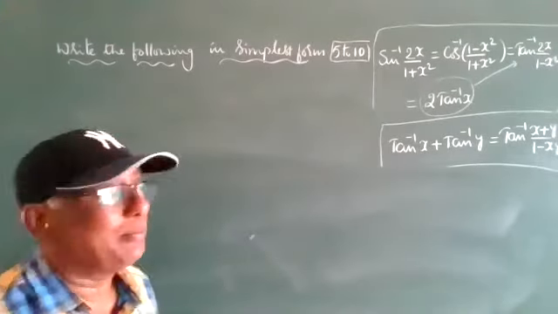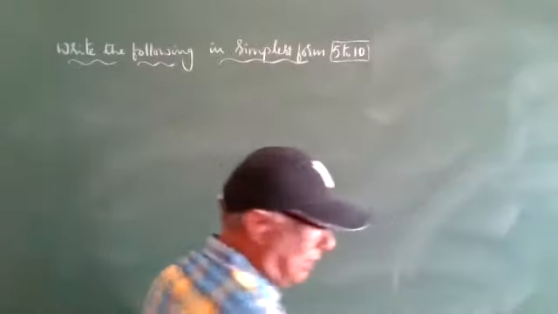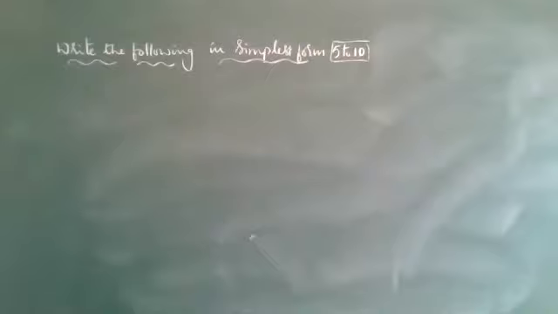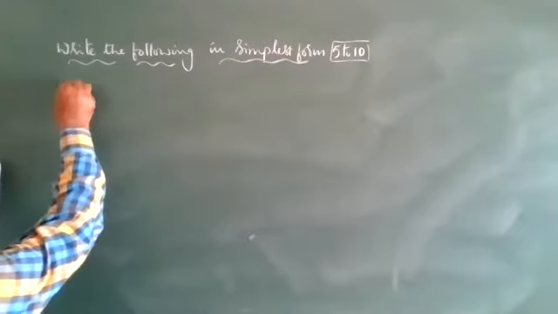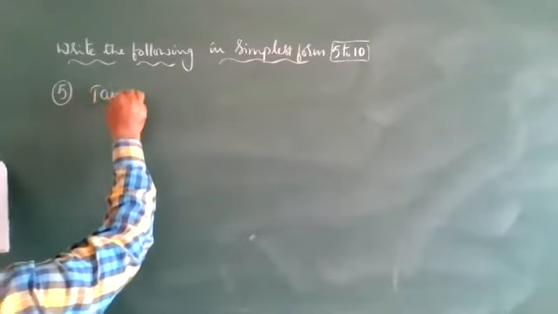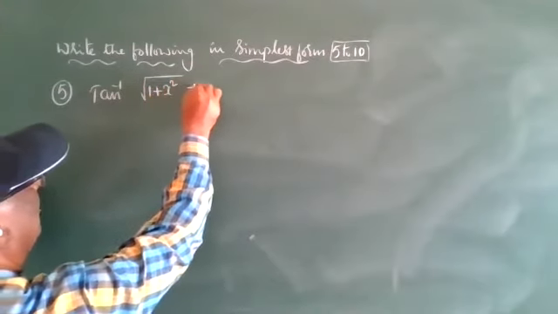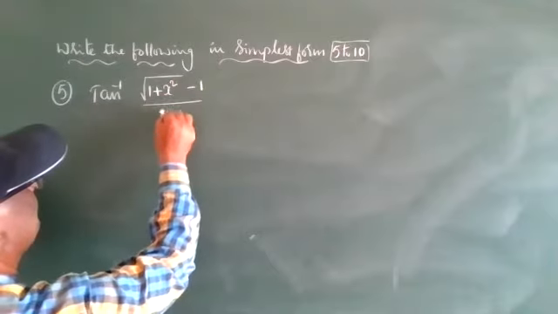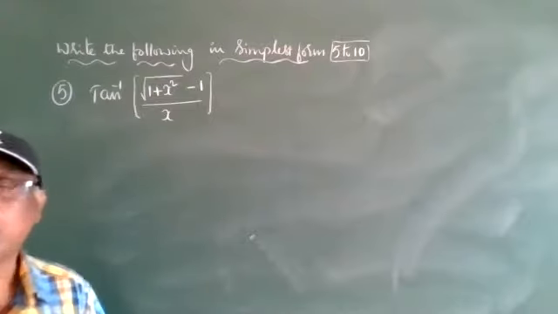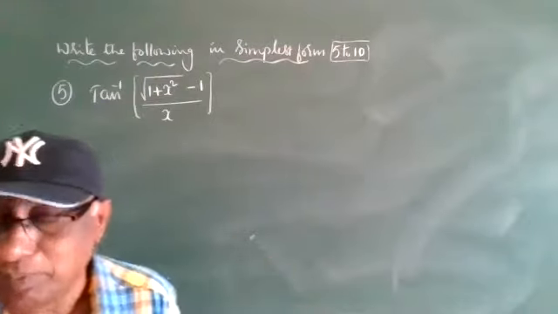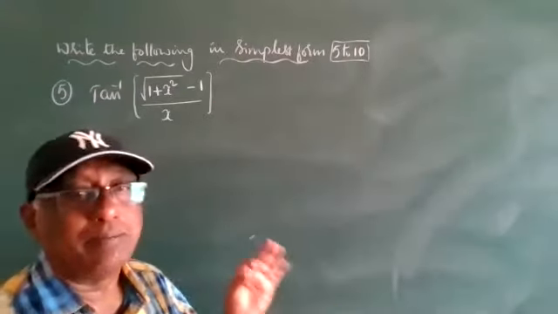Right. Everyone see the problem. First I will write the fifth problem. What is the given fifth problem? Tan inverse of root over 1 plus x square minus 1 by x. This is the problem they are going to give. You have to make it in the very simplest form.